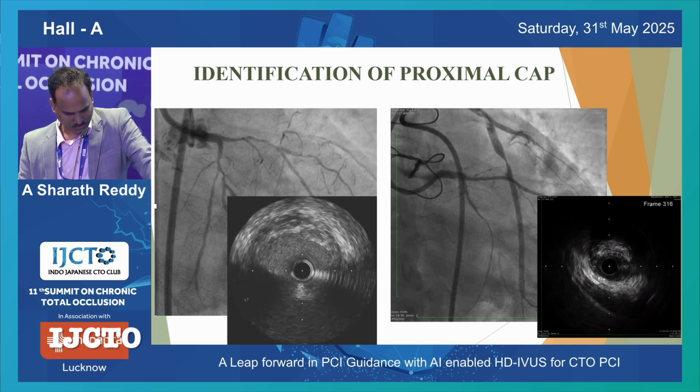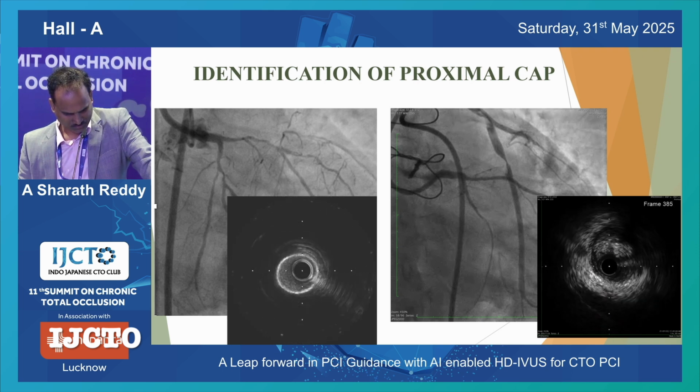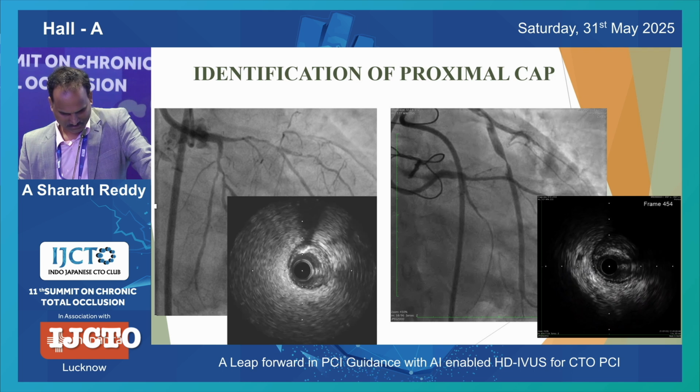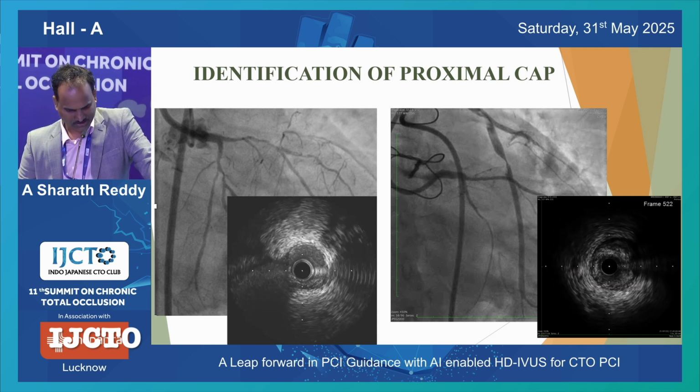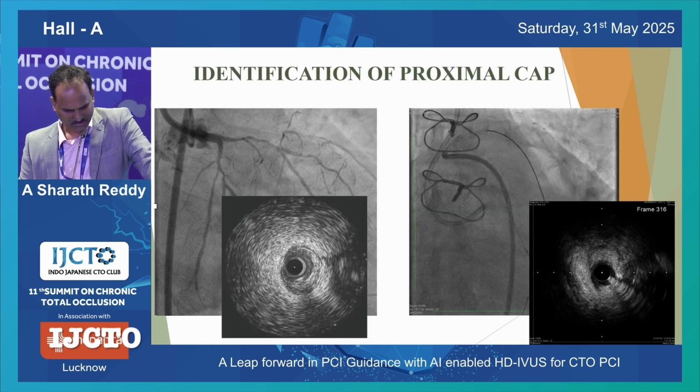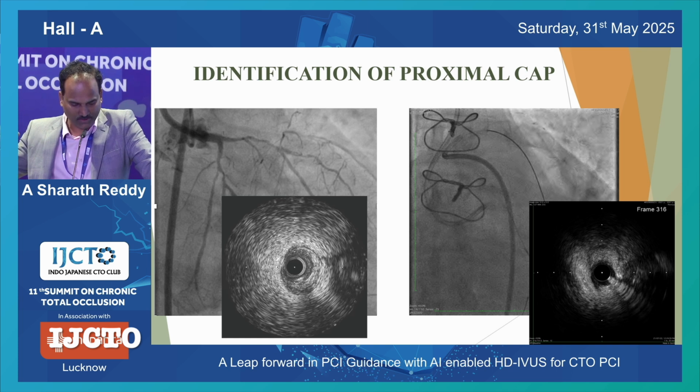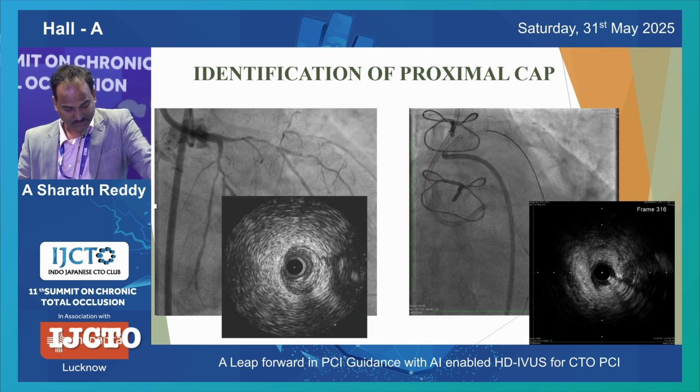I'll just stop and show you if possible. I think it's not. Okay, so I'll go to the next image. You can see here the media. And you can see here media. So media is clearer in high definition than in the 40 megahertz catheter, and that increases your acuity on identifying where your wire is in relation to media. That is the key in IVUS guided cap puncture.